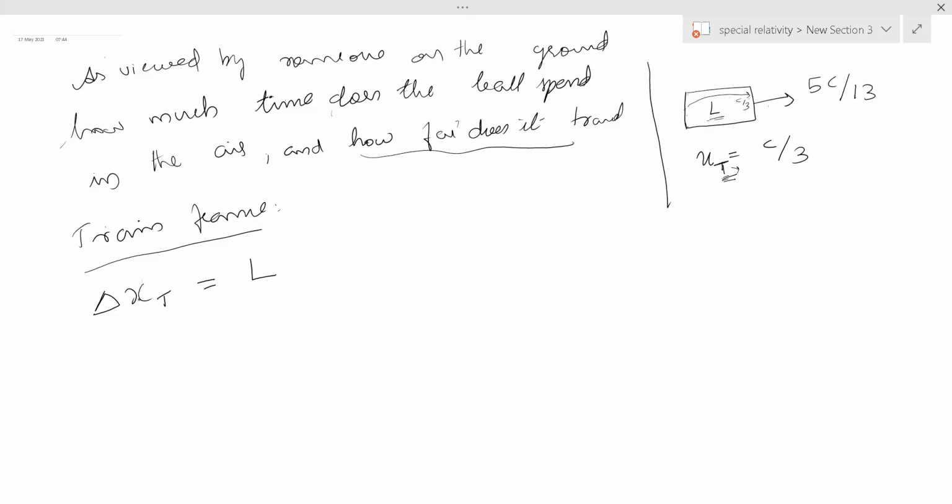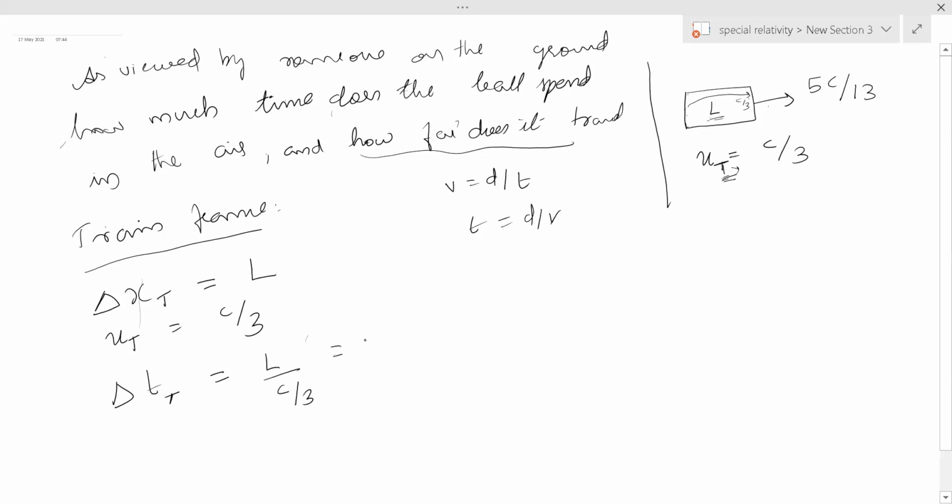We are given the velocity of the ball with respect to the train is c by 3. So what's the time taken with respect to the train? Velocity is distance by time, so time is distance by velocity. So it is L divided by c by 3, that's equal to 3L by c. Is this clear? Is this fine? Now we need to go to the ground frame.